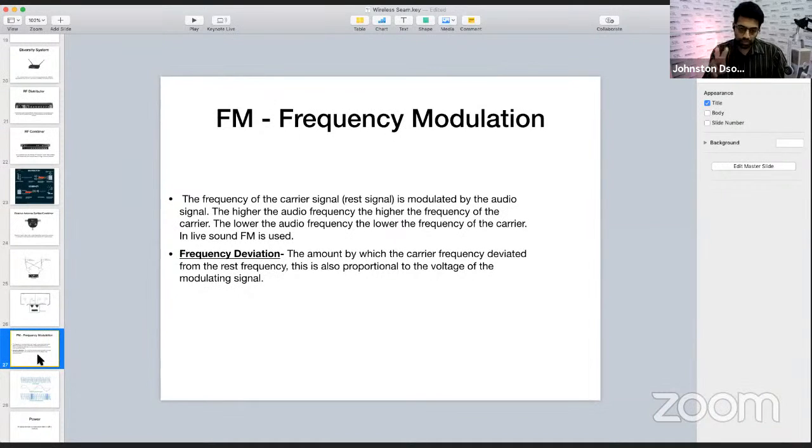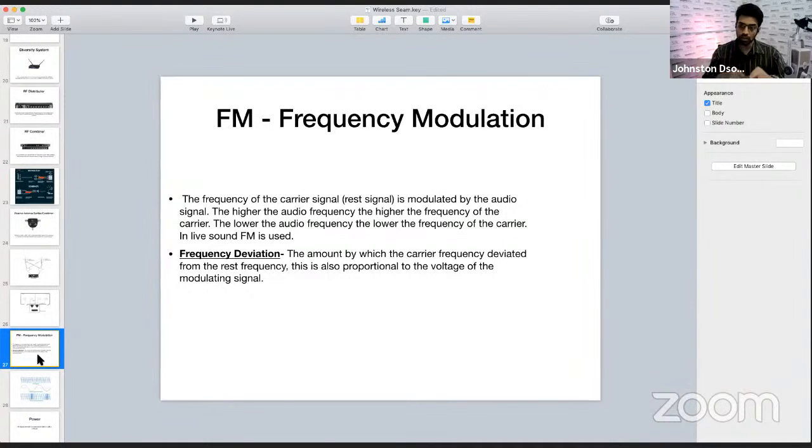So RF systems are of 2 kinds. You'll have analog RF systems and digital RF systems. In digital RF systems, the transmission is slightly more complex. The most simple one to understand is the analog RF system. Okay. So now what is this FM modulation?